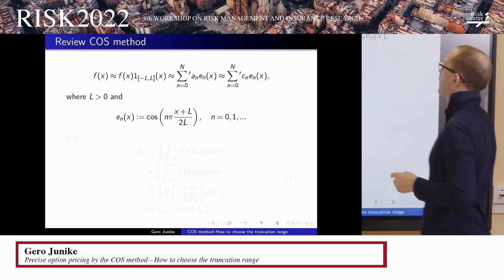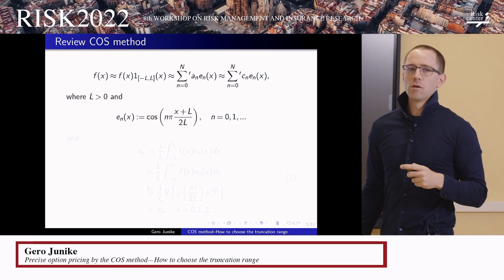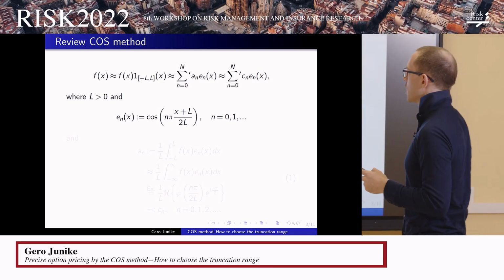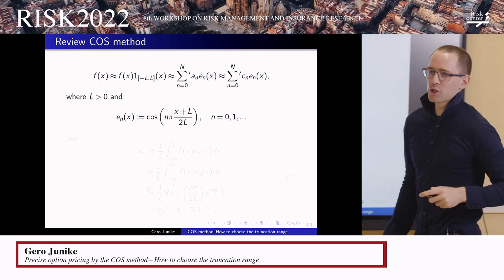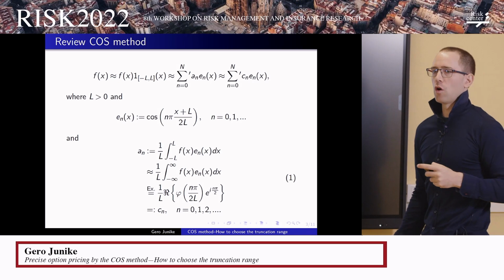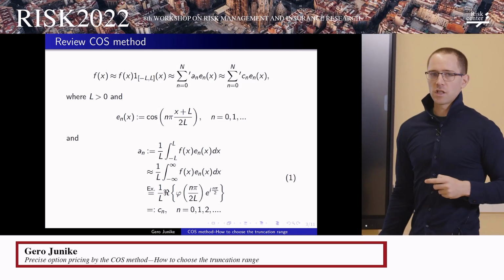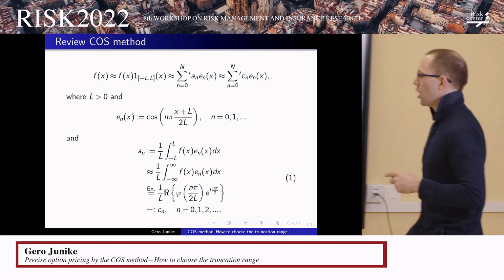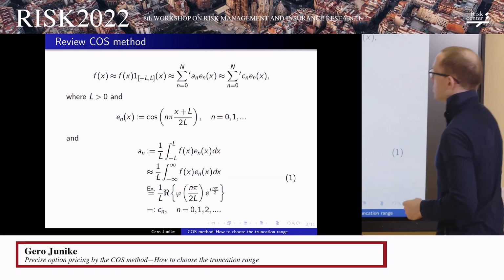And in the third step of the approximation, we approximate the Fourier coefficients A_n by some other coefficients C_n. The functions E_n are the basis functions, which are just defined by cosine functions, because the name of the method is the COS method. The A_n are the classical cosine coefficients of the truncated density. That is an integral from minus L to L of f times the basis function. And then we approximate this integral by an integral over the whole real line, which is possible if L is large enough. And this last integral can be solved explicitly.